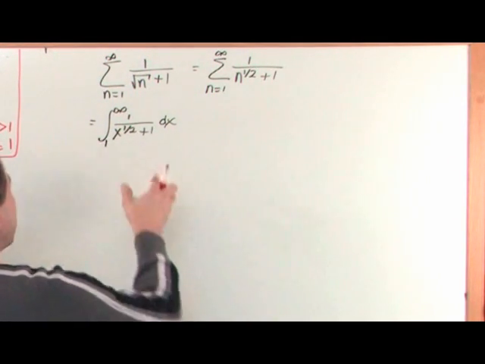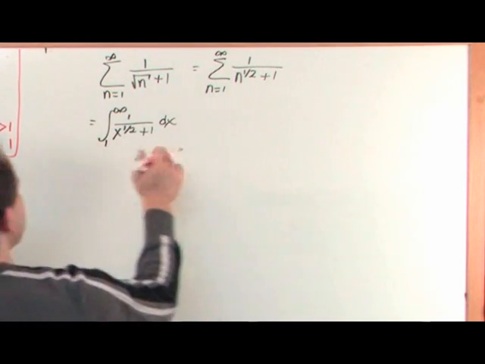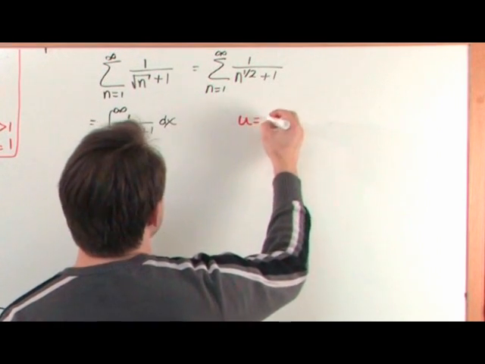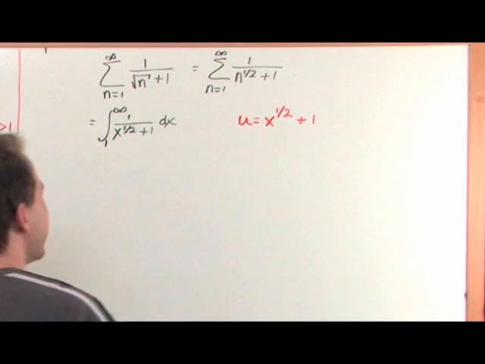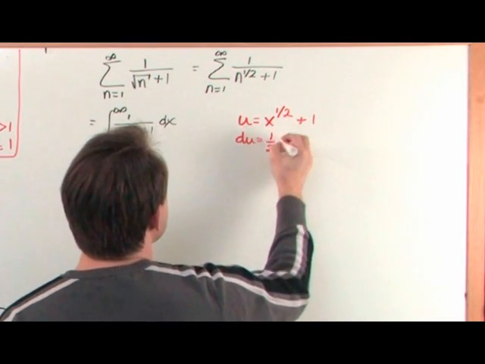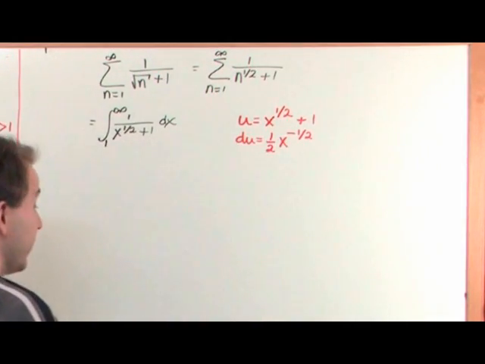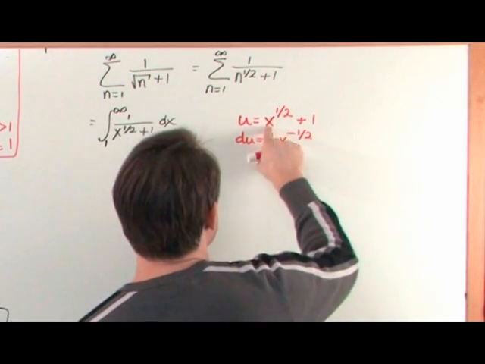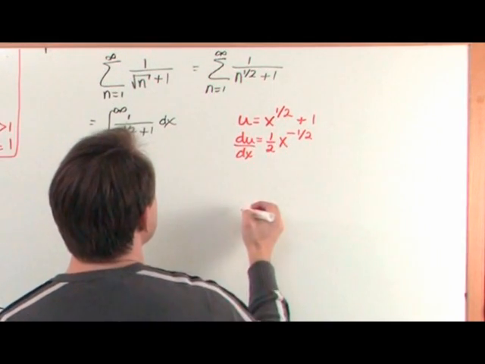Let's do a substitution. Substitution always involves trying different things and trial and error. So let's try to set the denominator equal to u. u is equal to x to the 1/2 plus 1. Then du would be equal to 1/2 x to the negative 1/2, and the derivative of 1 is 0. Its exponent comes down, x to the exponent minus 1. And this is du dx.